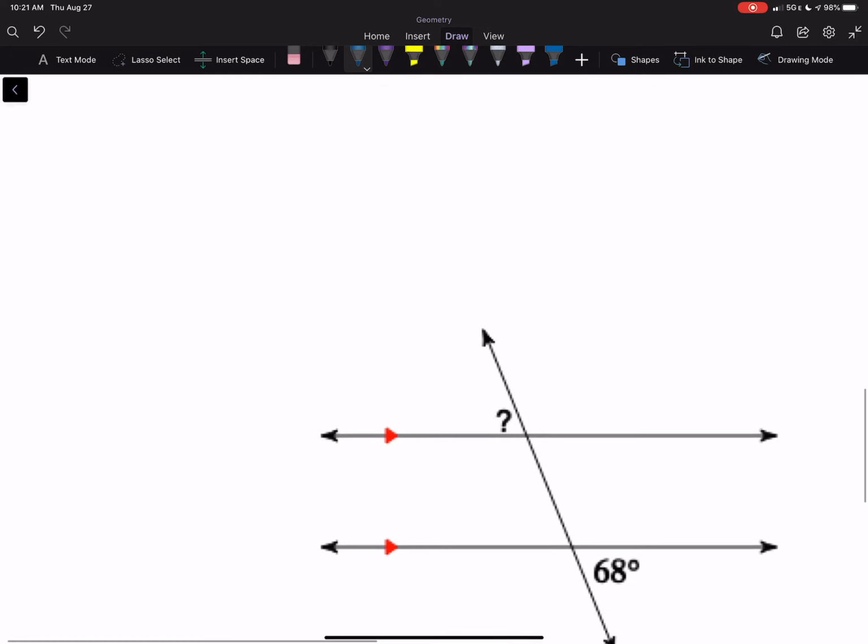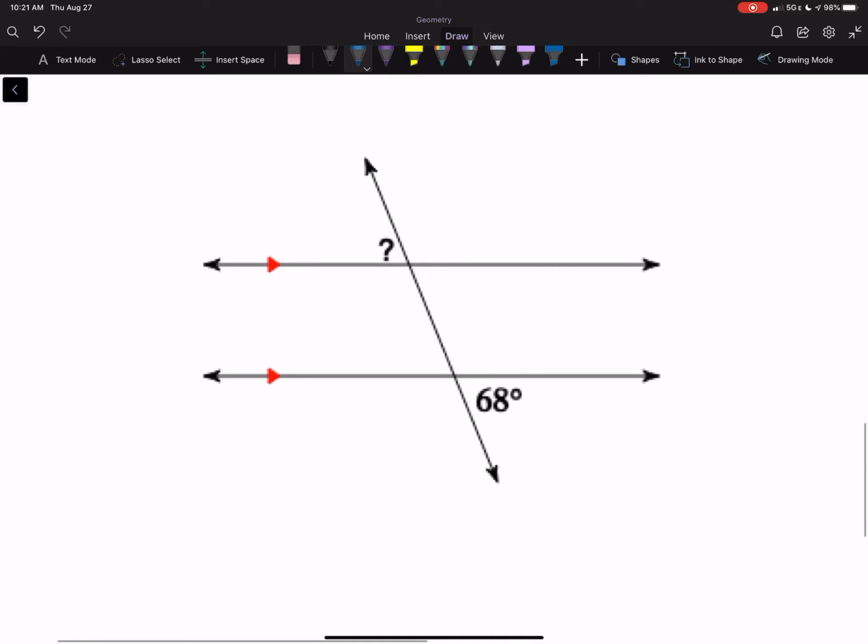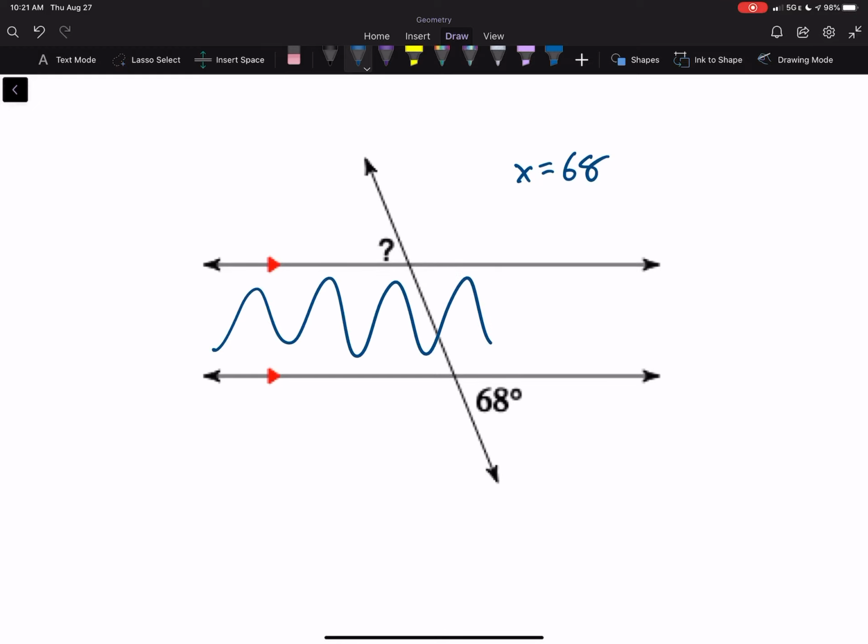Okay, quick question here. This one should be easy. And yeah, you should get x equals 68 because, again, not interior, they're exterior. This one's on the left, this one's on the right, so we have congruent angles just like so.